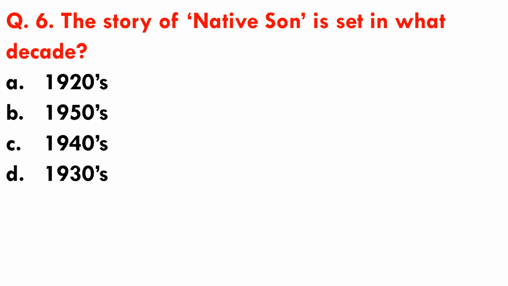Question number 6. The story of Native Son is set in what decade? Options are A. 1920s, B. 1950s, C. 1940s, D. 1930s. So this novel Native Son has a background of economic recession in America, and that economic recession in America was in the 1930s decade. So option D is the correct answer.